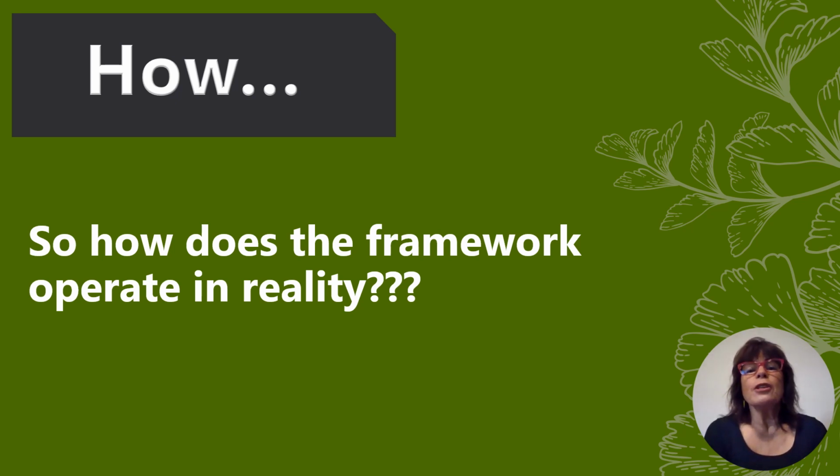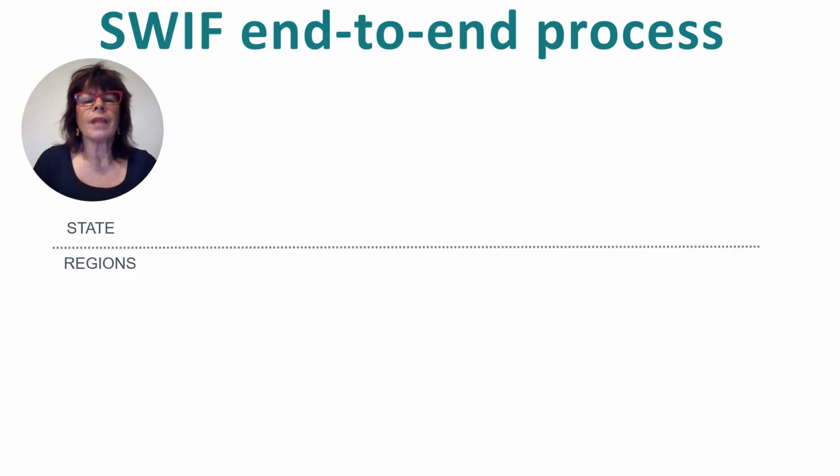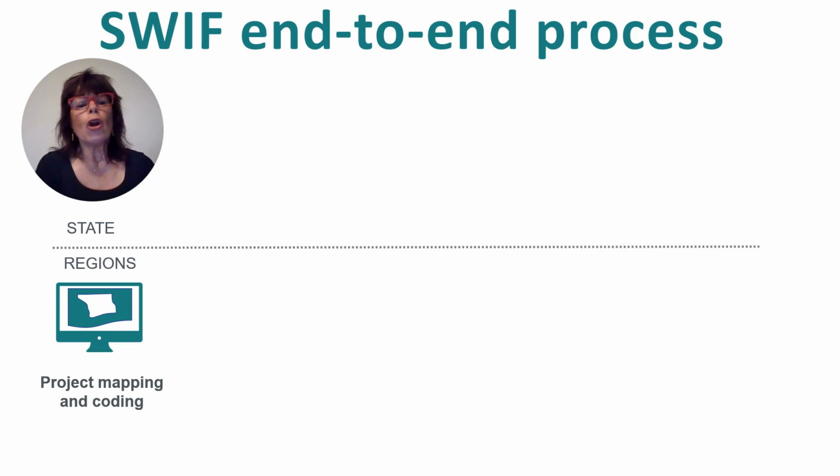Okay, enough talk about theory, enough. So here's a bit of a diagram of what I call the SWIF end-to-end process. So let's say you've been successful in getting money for a project. What are you going to do? What are the first things you're going to do in order to be able to report your project into the Statewide Indicators framework? Okay, the first thing is you're going to map your project and you're going to code it.